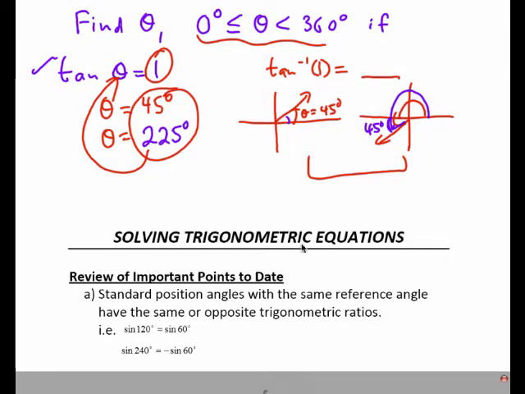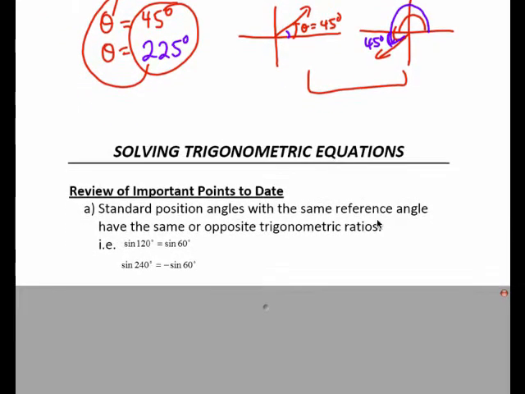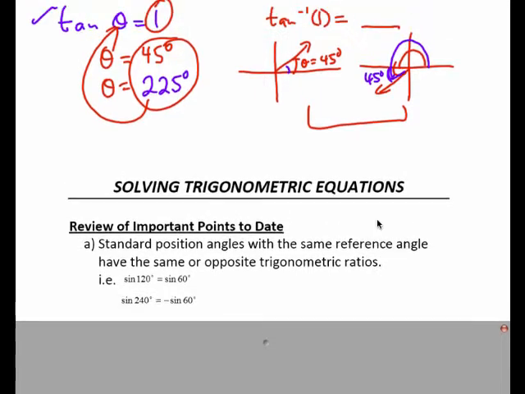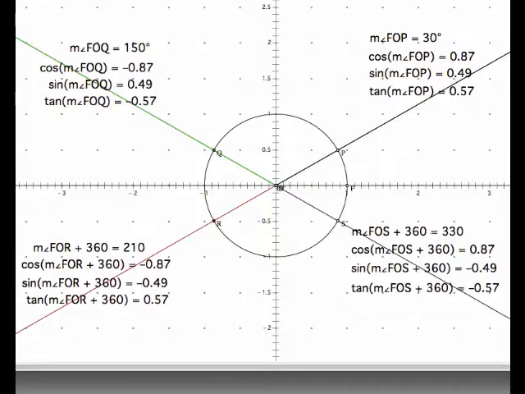So as we get started with solving trig equations, we need to keep in mind a couple of things. First of all, this point that I just described above, and that is that standard position angles with the same reference angle have the same or opposite trig ratios. This animation really drives that point home.